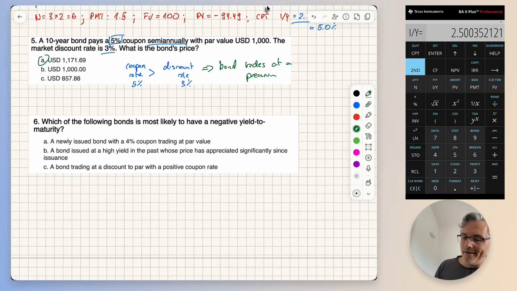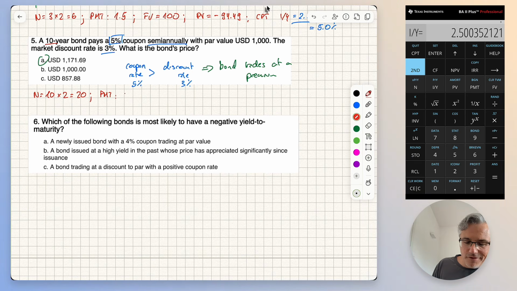and it's answer A. We can, of course, prove that to ourselves on the calculator. Let's look at the inputs. It's a 10-year bond, but paying coupons semi-annually. So we do 10 years times 2, that's going to be 20. Then for that coupon, so that's going to be PMT. And this is where you have to be careful.